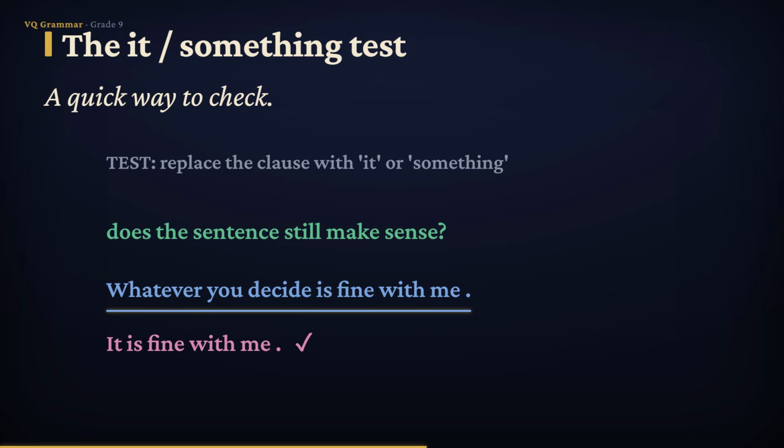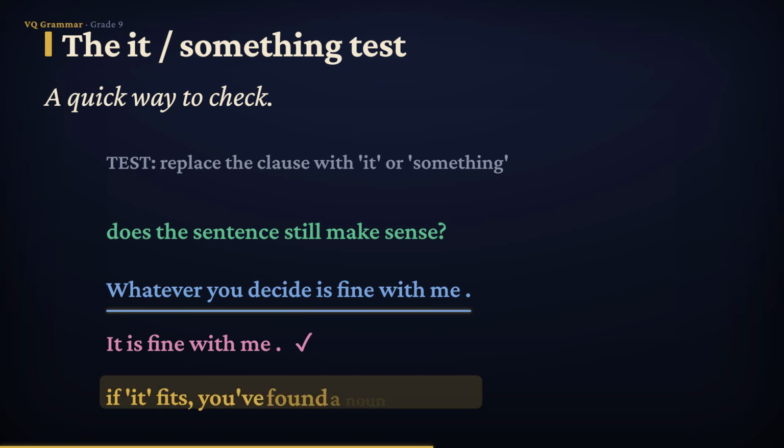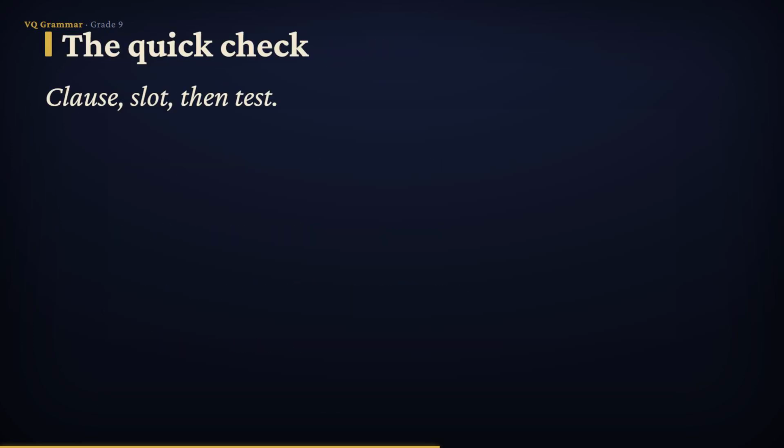When the replacement holds together, you know that clause was filling a noun's job. If it fits, you found a noun clause. Let's boil it all down to a quick check you can run on any sentence.